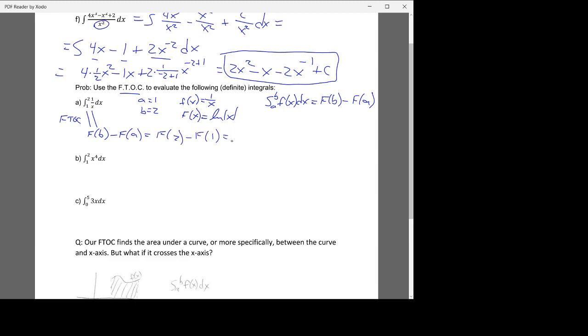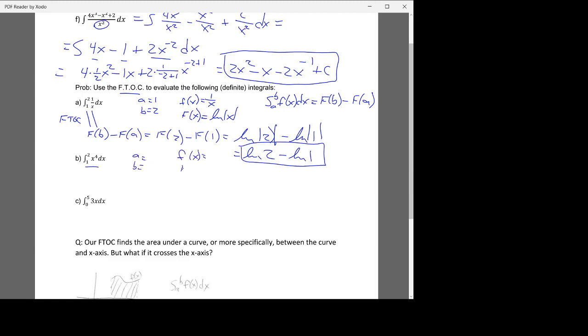So natural log of 2 minus, oh, so that's the value, minus natural log of 1. And those are already positive numbers, so we'll just write natural log of 2 minus natural log of 1, which you could do on a calculator. But I'm just going to leave it like that. And the same thing here. Can we look at this one? So from a to b and a little f of x.